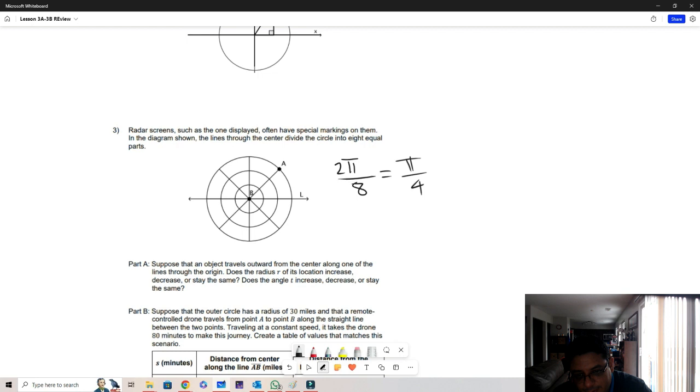So what's happening is this. For example, let's assume this line AB, and an object is traveling here, here, here, here, here. So it moves along this line from A to B. What happens here, of course, is that the radius is going to increase, but the angle theta stays the same. That's when I'm moving along one of the lines. Okay.